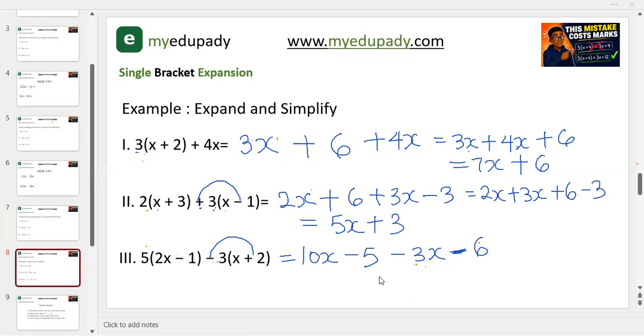So we group them together, right? Don't forget the sign doesn't change when you are grouping. So this becomes 10x minus 3x minus 5 minus 6. So 10x minus 3x is 7x, and minus 5 minus 6 is minus 11. And further, we are done expanding and simplifying the expression that we have.